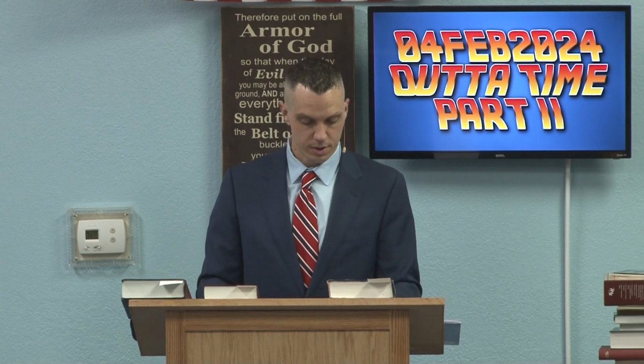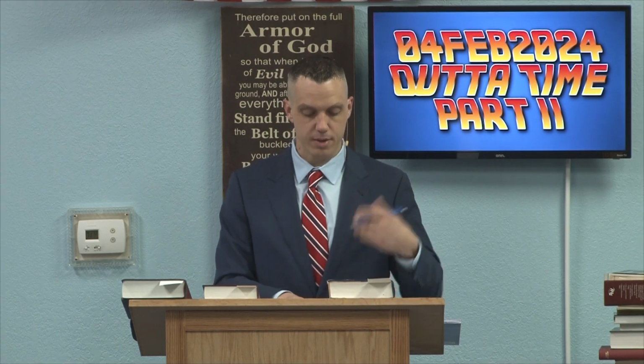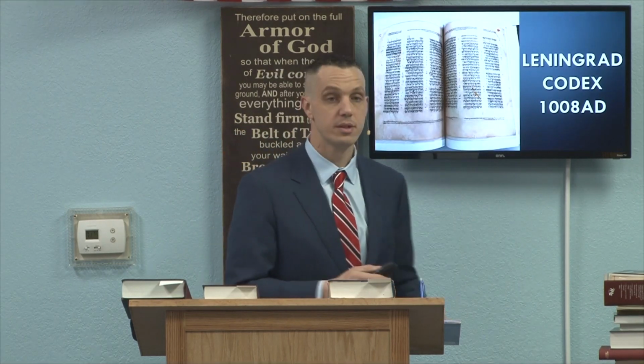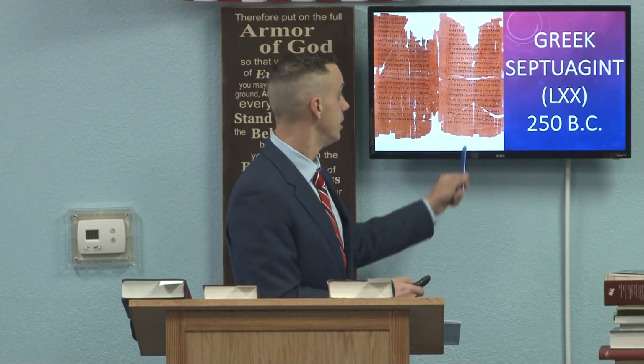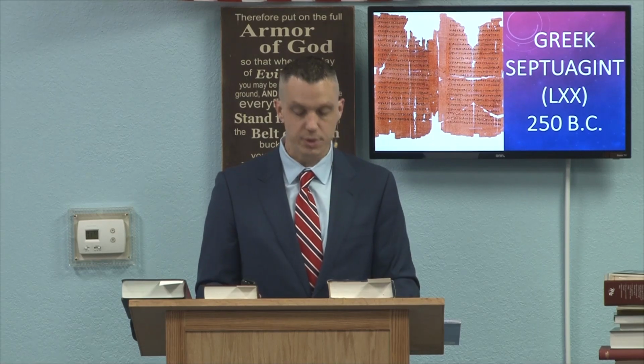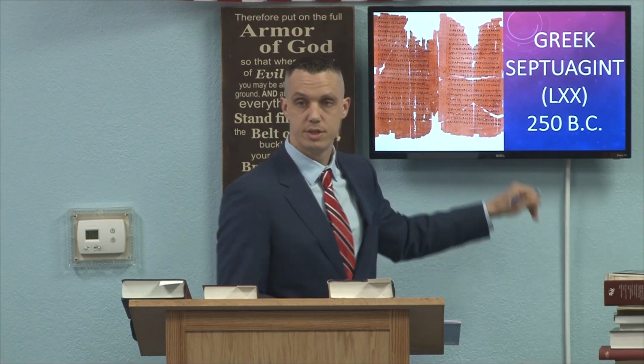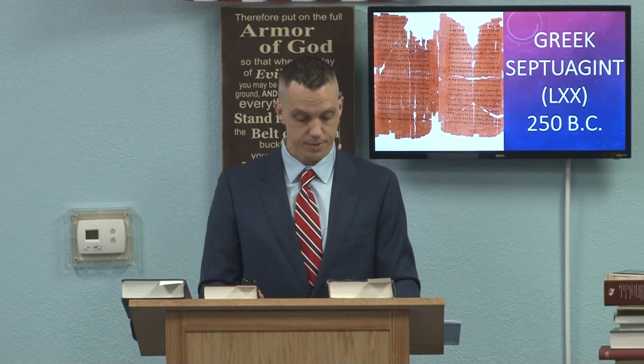So last week, prior to that, I pointed out that our modern Bibles are translated from the Hebrew Masoretic text. Recall that that text is not the original Hebrew. It is instead a copy of the Hebrew that we get from the Leningrad Codex of the 1st millennium AD. But the Greek Septuagint was translated more than 1,000 years before the Masoretic text, somewhere around 250 BC. So it's not translated from the Masoretic, but rather from an older copy of the Hebrew. So the Septuagint is more original to the source of the Hebrew.